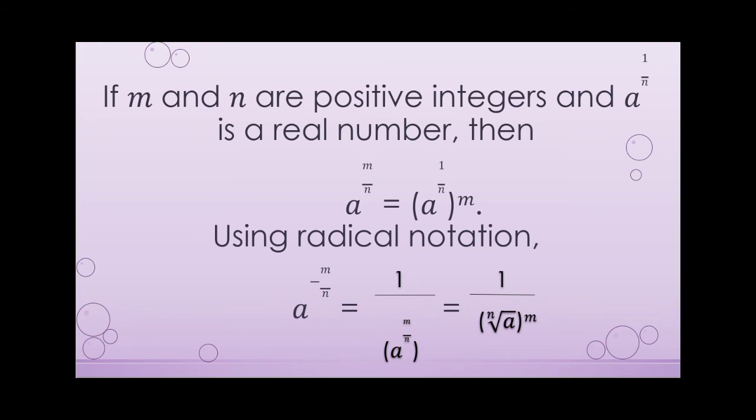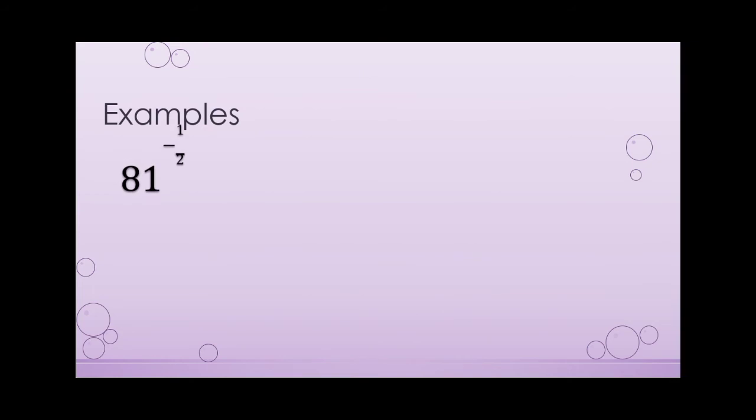So here, our exponents are negative rational exponents. And we will make these exponents positive. So for example, we have 81 is raised to negative 1/2. So this is equal now to 1 over 81 raised to 1/2. Then 81 raised to 1/2 is equal to what?